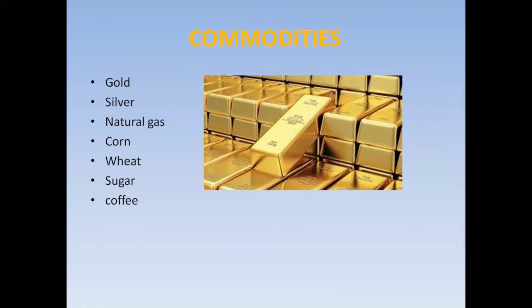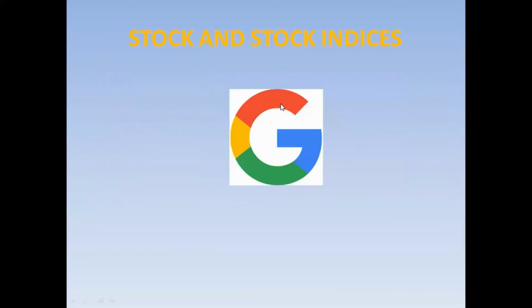Okay, by the time I'm making this video, 1 ounce of gold was sitting at around $1,670. Okay, number 2, we have silver, we have natural gas, corn, wheat, sugar, and coffee, etc. There are so many commodities that are traded in the financial market. Okay, number 3, I think we have stock and stock indices.